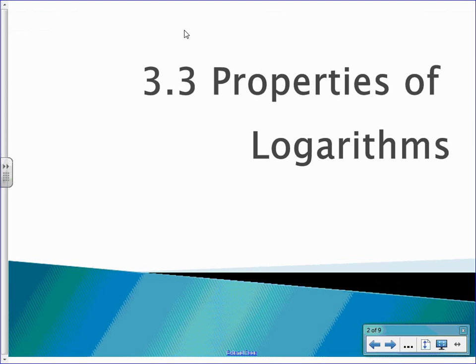Okay. We are going to talk about properties of logarithms. And the first property we're going to talk about is the change of base formula.